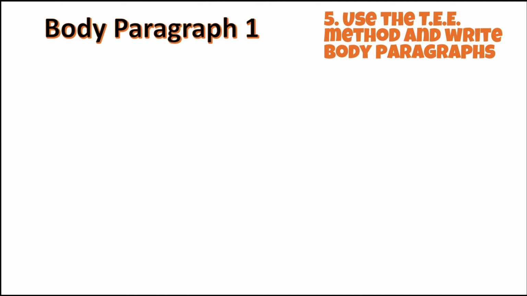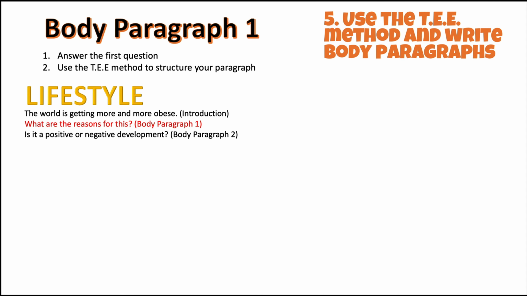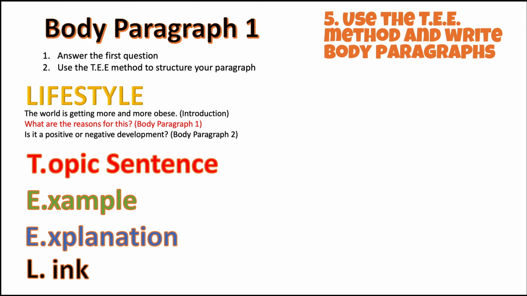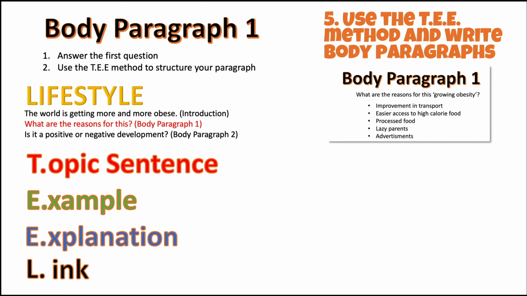So let's go with body paragraph 1 and we'll talk about the lifestyle question, which we have already written an introduction for. So now we need to go to the first body paragraph and answer the first question. So it's what are the reasons for this? So we need a topic sentence, an example, an explanation, and a link. Here's how it works. Okay, so we look at our plan and we say, okay, we know what we're going to talk about. We're going to first talk about lazy parents.